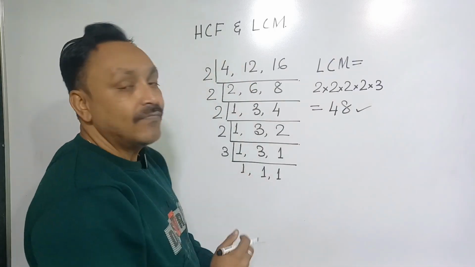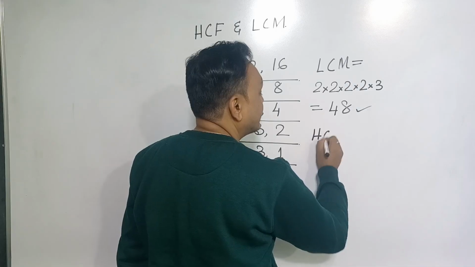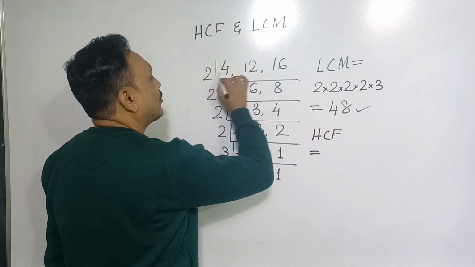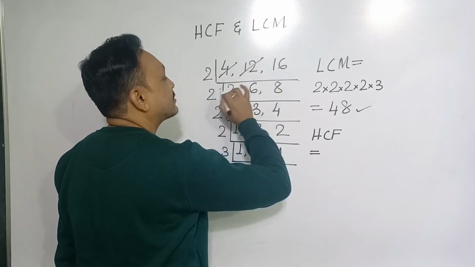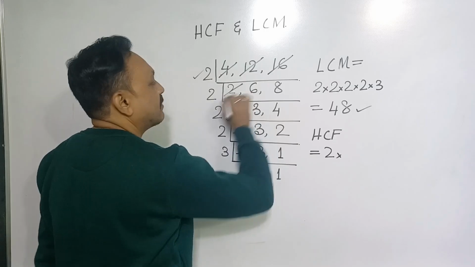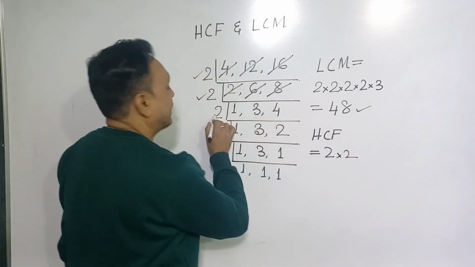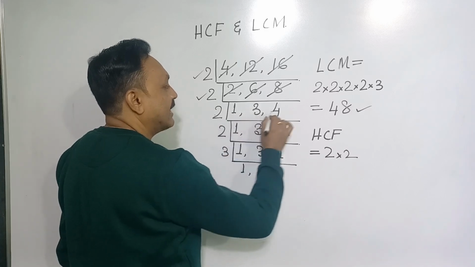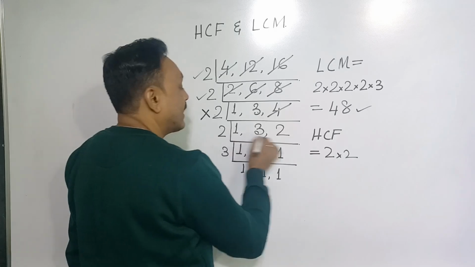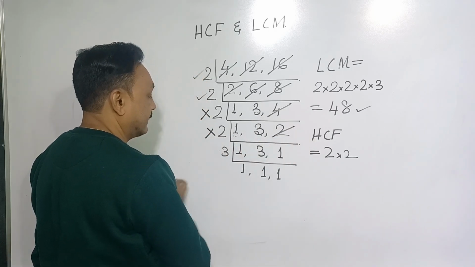Now from the same format, how will we find the HCF? Now HCF. Check here: 4 is divisible by 2, 12 is divisible by 2, 16 is divisible by 2, so we can take 2. This is divisible by 2, this is divisible by 2, all are divisible by 2, so we can take 2. But here 1 and 3 are not divisible by 2, so we cannot take 2. Here 2 is divisible, but 1 and 3 are not divisible, so we cannot take 2.